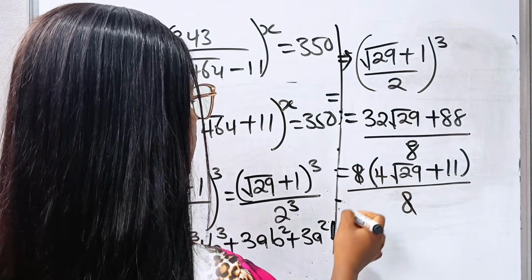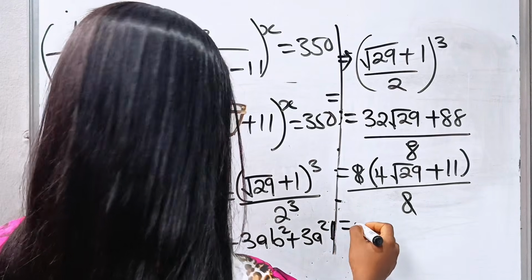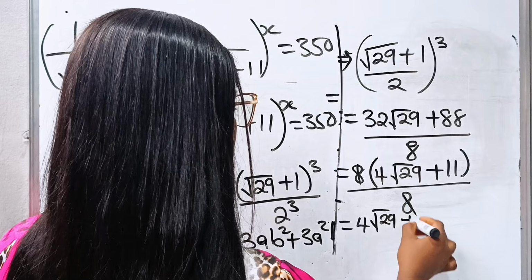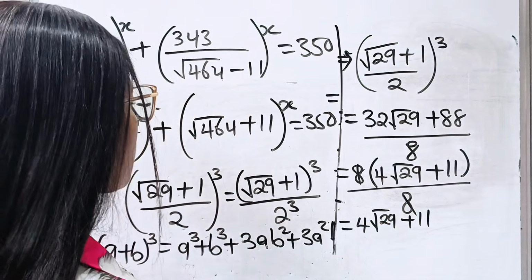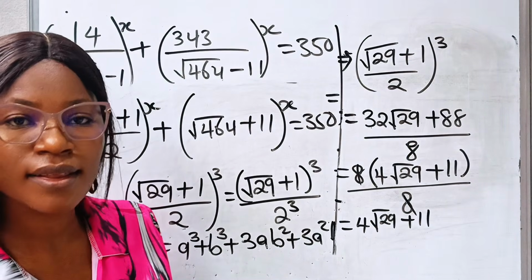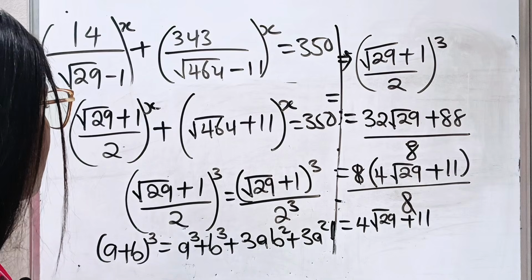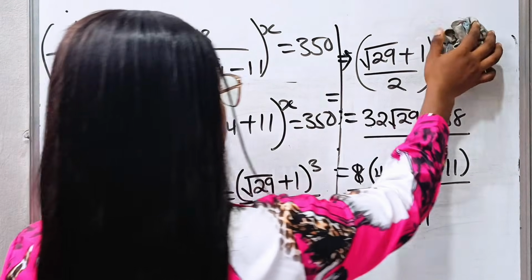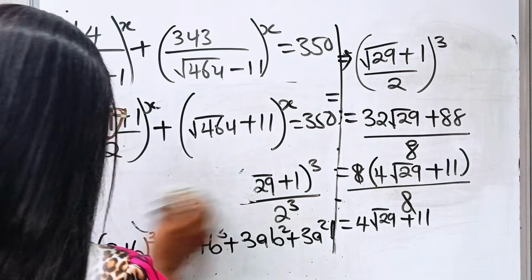Now this 8, we remove this 8. We have 4 root 29 plus 11, right? But we cannot stop here yet. Now let's continue from here.